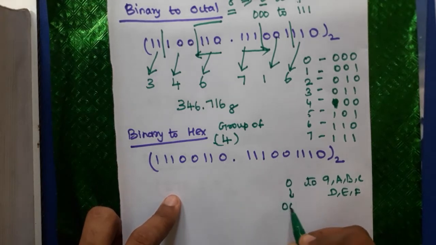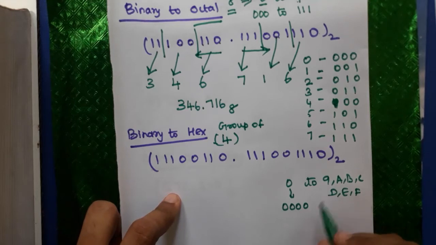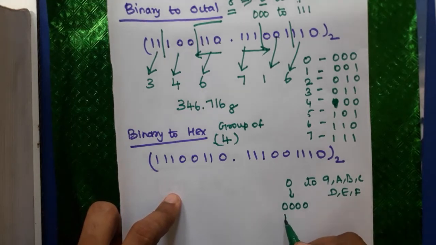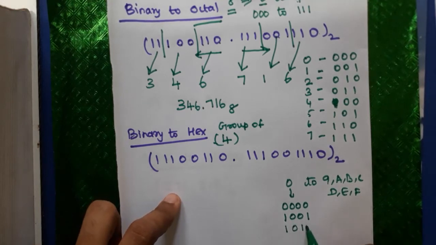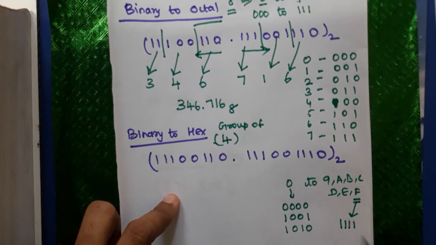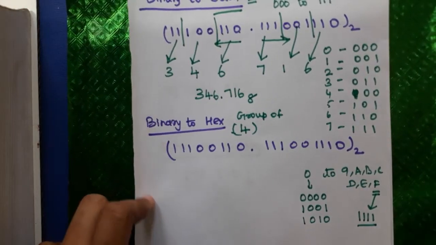Say for example, 0 can be represented as 0000. 9 can be represented as 1001. 10 can be represented as 1010. F can be represented as 1111. This way, I require only 4 binary bits to represent them all.